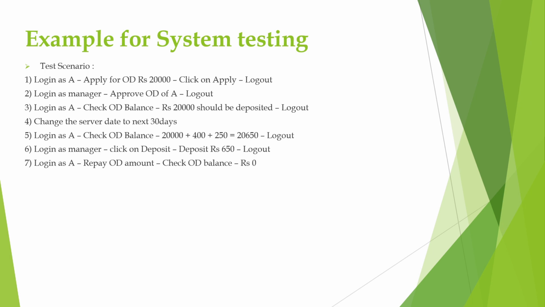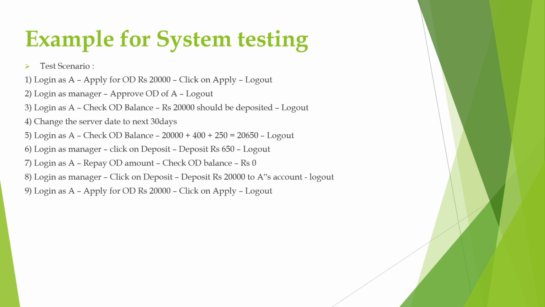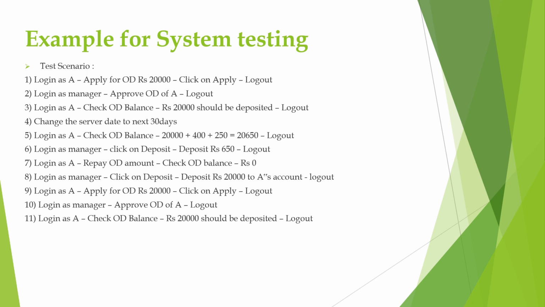Then again we'll log in as a manager, we'll click on deposit, we will deposit rupees 20,000 to customer A, then we'll log out. Then again we'll log in as customer A, we'll apply for overdraft of rupees 20,000, then we'll click on apply, then we'll log out. We'll again log in as manager, we will approve the overdraft applied by customer A, we will log out. Now again we'll log in as customer A, we'll check the overdraft balance. Rupees 20,000 should be deposited in the overdraft account. Then we'll log out.